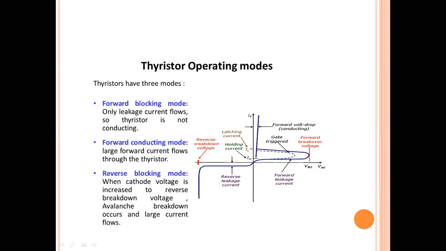So as the forward voltage is applied between the anode and cathode, the device state at this particular point is considered to be the forward blocking mode. Okay, so this is related to the forward blocking mode. Then coming to case 2, what we need to do?